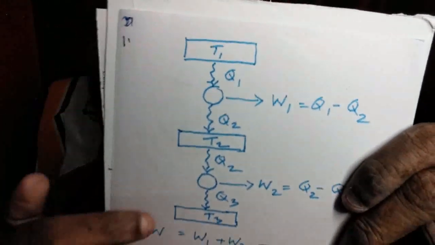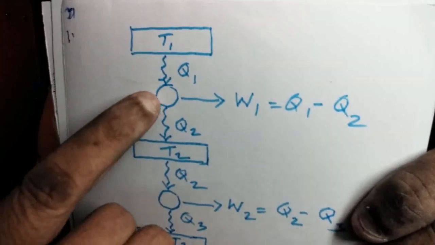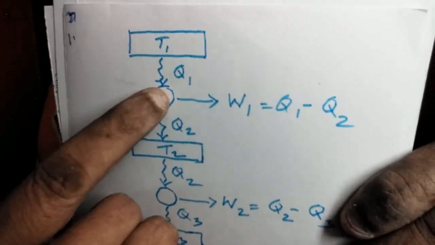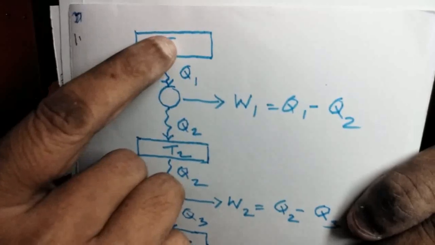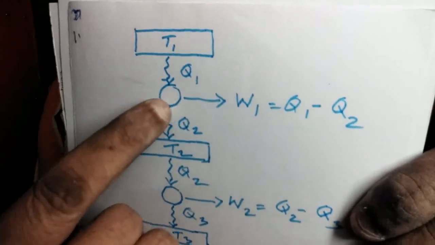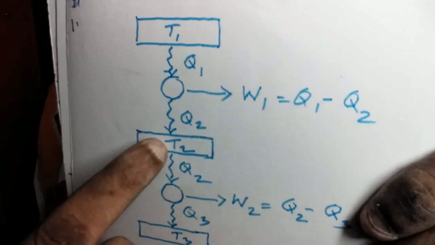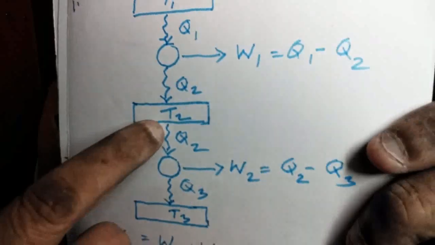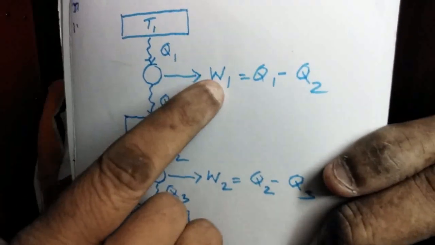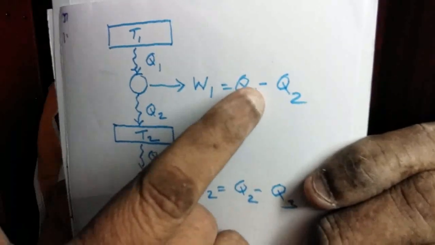That is the question. See the block diagram. This is the first stage of the engine. In this stage, the engine absorbs Q1 amount of heat from the high temperature T1, rejects or expels heat Q2 to a lower temperature T2, and it does a work W1 equals Q1 minus Q2, we know that.